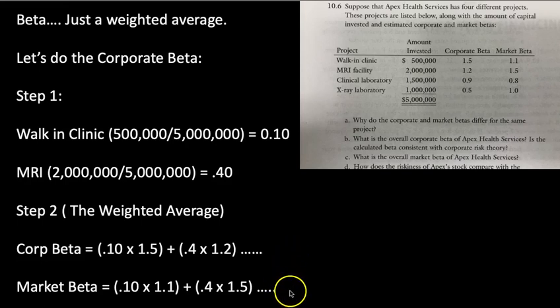So check yourself. If you're not getting 1, you may want to go back and look. Market beta, you won't have a magical pretty number like the corporate beta of 1. But you still want to go through that same procedure. You're going to take the weight of the project. Again, the walk-in clinic was 10%, times the market beta. Okay, there's the value given to us. Come up with a number, write it down, go to the next one. MRI, 40% times market beta 0.5, get a number, write it down. Do that for all 4, add them together, bingo. You have your market beta. Okay, so hopefully that helps with this particular problem.